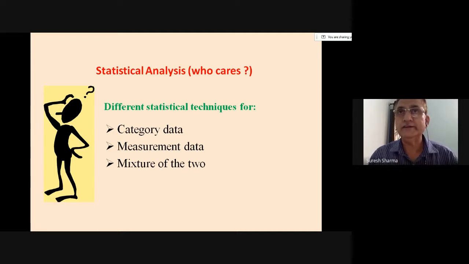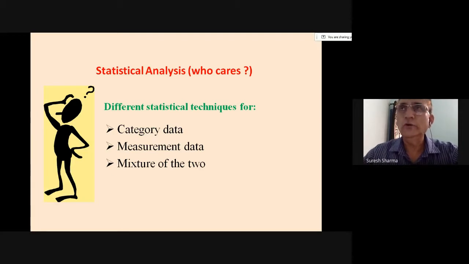The important point is when there is a mixture of the two. Some variables are categorical, some variables are measurable quantities. Then how to look into the statistical analysis. And that we will discuss in this entire workshop, how to deal with a mixture of the two. For example, let's say one variable is gender, which is categorical. Another variable is blood pressure. Now I want to correlate blood pressure with gender.